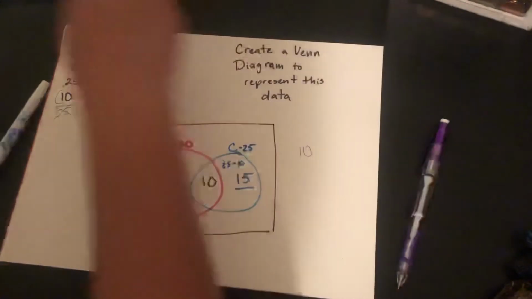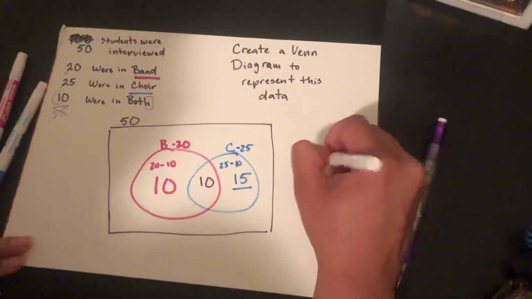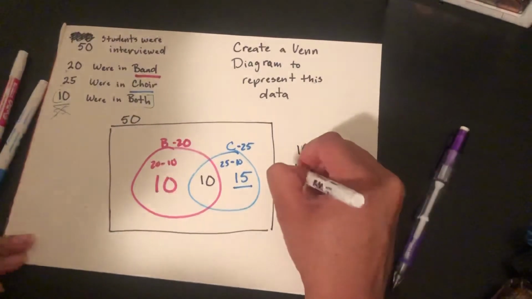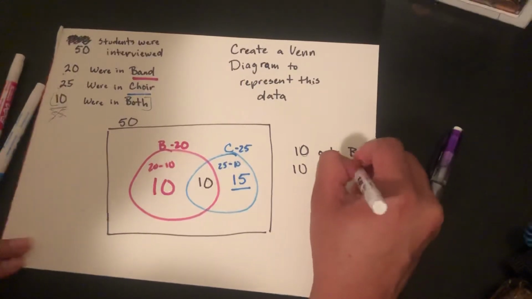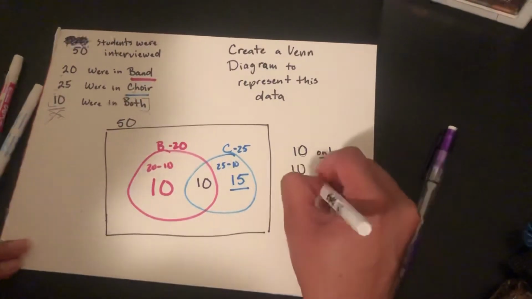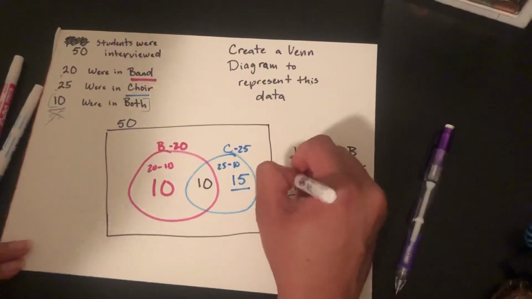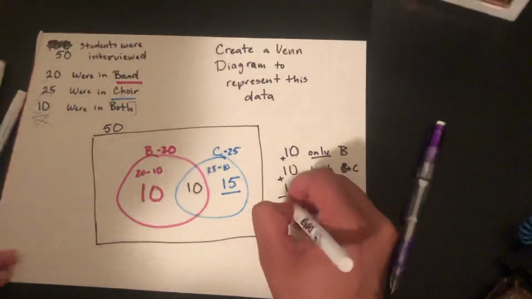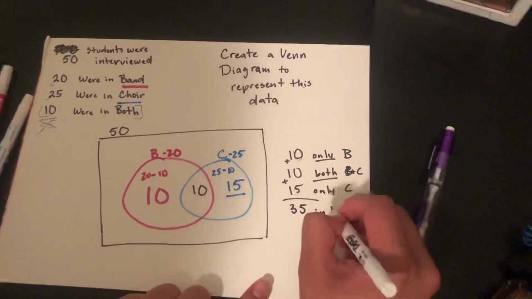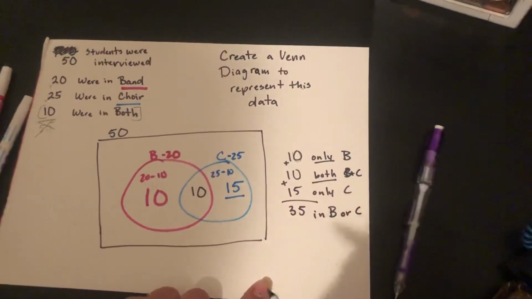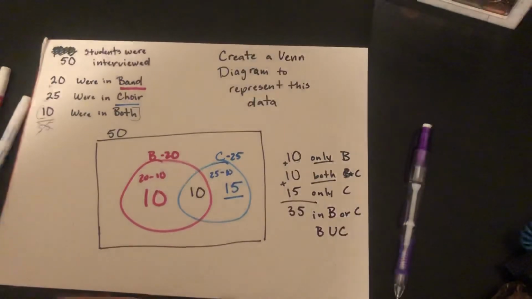So I have 10 who are in only band. I have 10 who are in both B and C. And then I have another 15 who are in only C. So now when I add those up, 10 plus 10 is 20, 20 plus 15 is 35. So then I know I have 35 who are in band or choir. So that would be the union of B and C, or B or C.